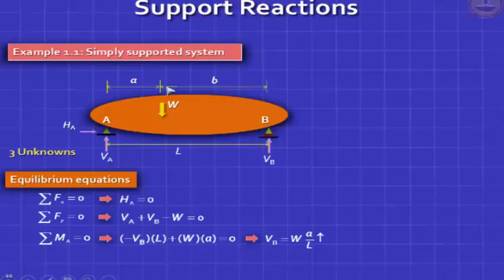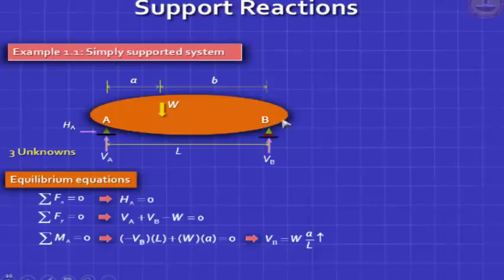A by L is a ratio. So it's a very important lesson. That fraction of W will be transmitted as a reaction to B, which is given by the ratio A by L. If A is 0, VB transmitted to B, VB will be 0. If A is L, it will be 1.